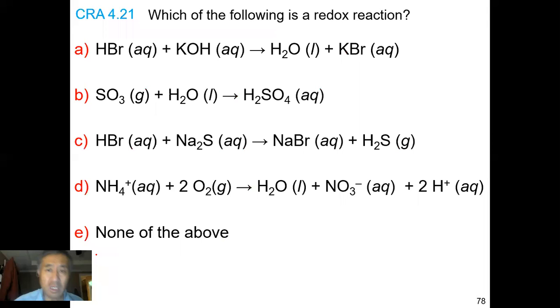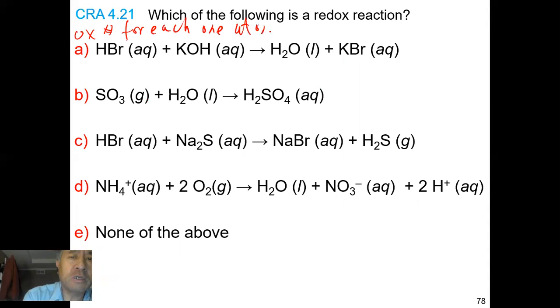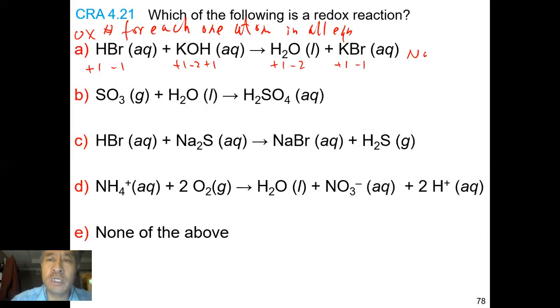Which of the following is a redox? To be a redox, you will see the oxidation number for an element change. So therefore, we have to identify the oxidation number for each atom in all the equations. So here, H will be plus 1, here negative 1. What I write here is the oxidation number for each element in this equation. So plus 1, negative 1, and plus 1, negative 2, plus 1, negative 2, plus 1, negative 1. We don't see any change for any element, so this is a non-redox.